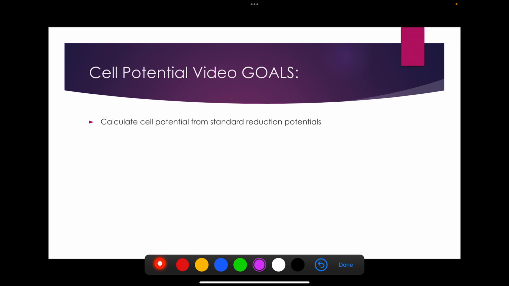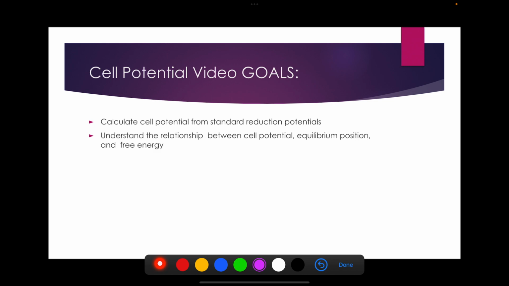Let's review our goals. First, we learned to calculate cell potential by adding up the reduction potentials of the two half reactions. Then we looked at the relationship between cell potential, equilibrium position, and free energy.